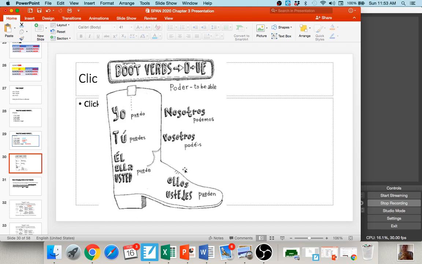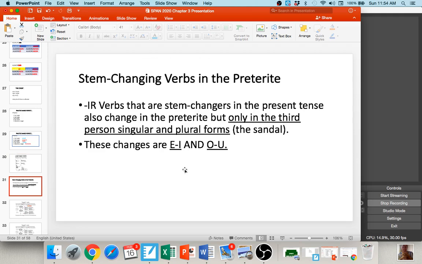Okay, this is important because of verbs that end in IR. Now be careful, this is only IR verbs. Verbs that end in IR that have a stem change in the present tense do still have stem changes in the preterite. Okay, so if a verb is an ER verb or an AR verb and it has a stem change in the present, it does nothing in the preterite. Not for ER and AR, but an IR verb that has a stem change in the present tense is still going to change in the preterite, but it's only going to change in what I refer to as the sandal. And I'm going to show you what I mean by that.